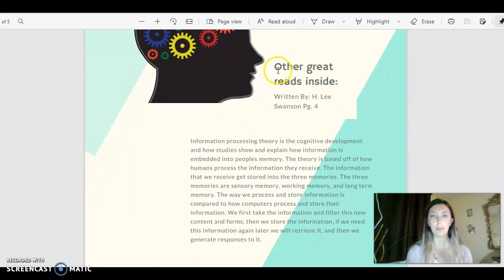I did put here that, besides the information that I've given you, there is going to be another article about information processing, but for special needs children. So I just thought that was interesting to put on and show you guys.